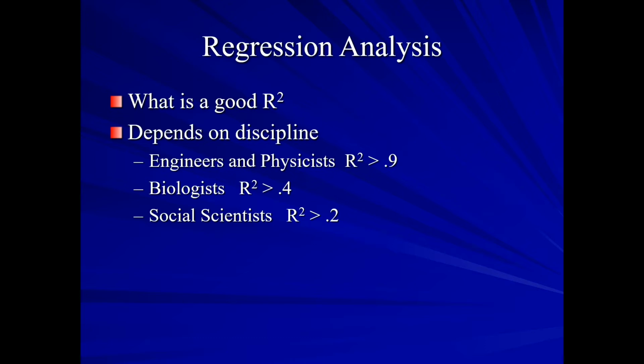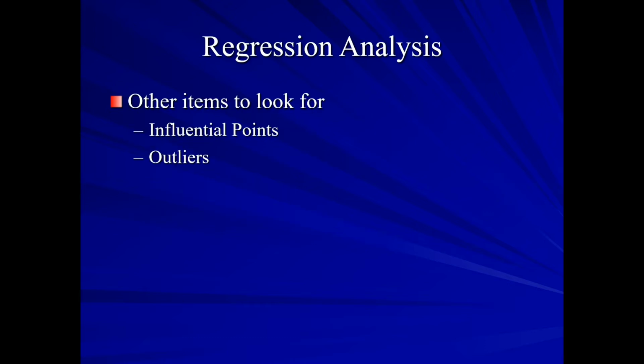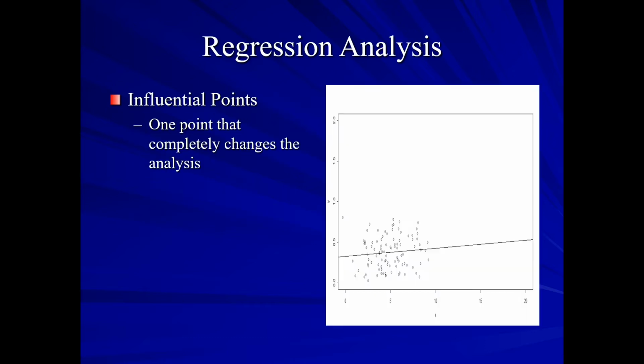Biologists, on the other hand, may feel that an R squared greater than 0.4 is good, and then social scientists may feel that an R squared greater than 0.2 is good. Other items we need to look for are called influential points and outliers. Influential points are one point that completely changes the analysis. So our influential points can change the slope of the line.